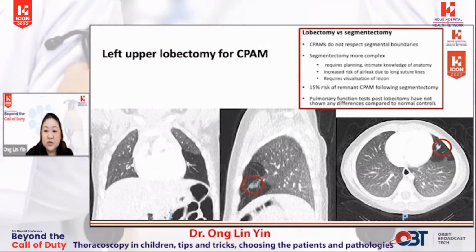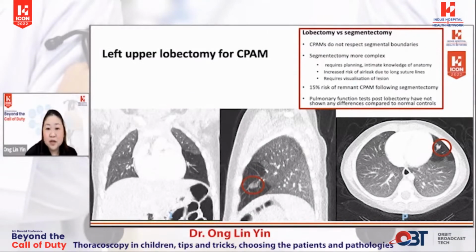It is timely at this point to raise the issues of lobectomy versus segmentectomy for CPAMs. It's important to note that CPAMs do not respect segmental boundaries. Segmentectomies are more complex. They require planning and intimate knowledge of anatomy, carry an increased risk of an air leak due to long suture lines, and require visualization of the lesion, which is not generally the case if you do a thoracoscopic surgery.